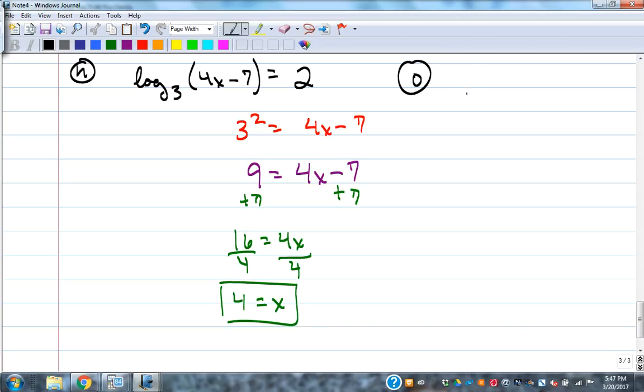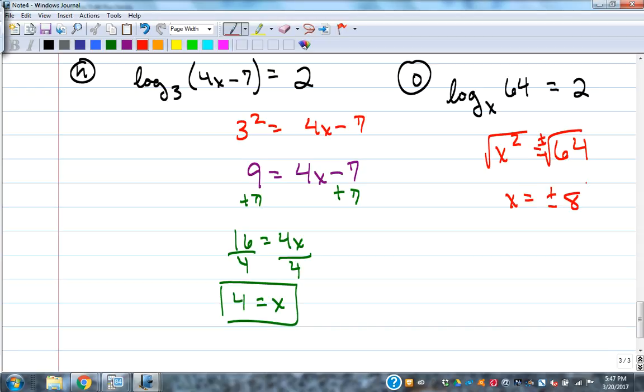Say we had log base x of 64 is equal to 2. This one looks weird because it's got the base as an x. But if we think about solving that as a logarithm, x squared equals 64. And how do we solve that? Yeah, you can take the square root of both sides.